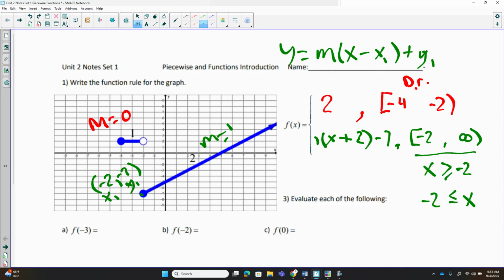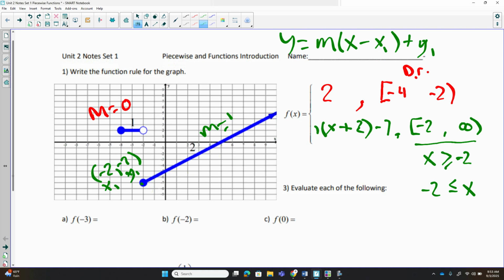All right. Now we're going to evaluate these. So Peyton, let's take -3 and plug it in. What would you get?